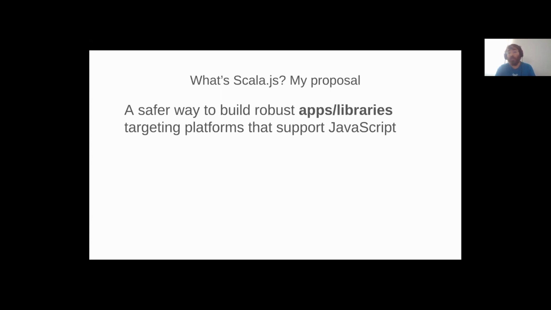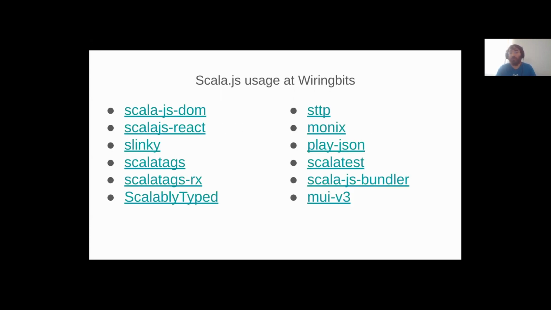There are people that have been running Scala.js on top of Node.js. Don't ask me why, but they have done it. And there are also people that have executed AWS Lambda functions using Scala.js because they support JavaScript. I'm not sure if this has continued to evolve because now we have GraalVM, but anyway, that's another story. And let's get to the interesting parts, how we use Scala.js at Wiringbits.